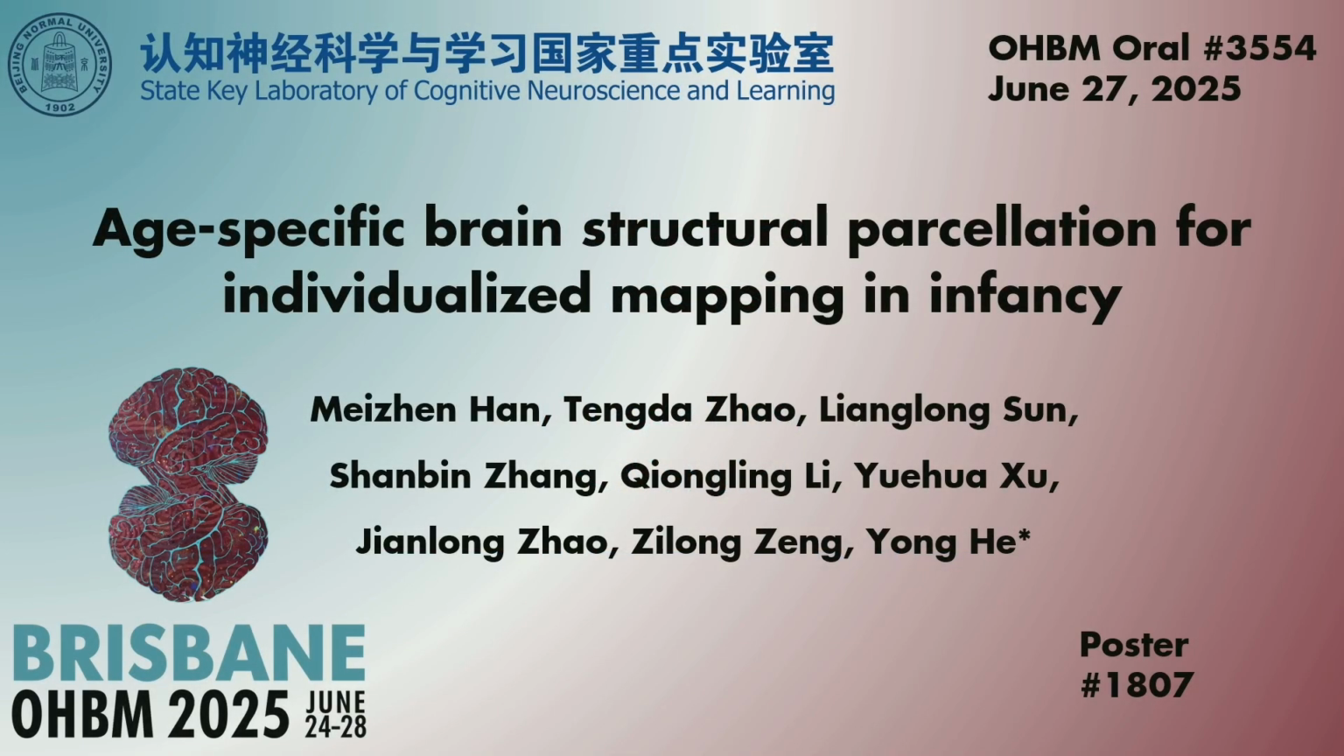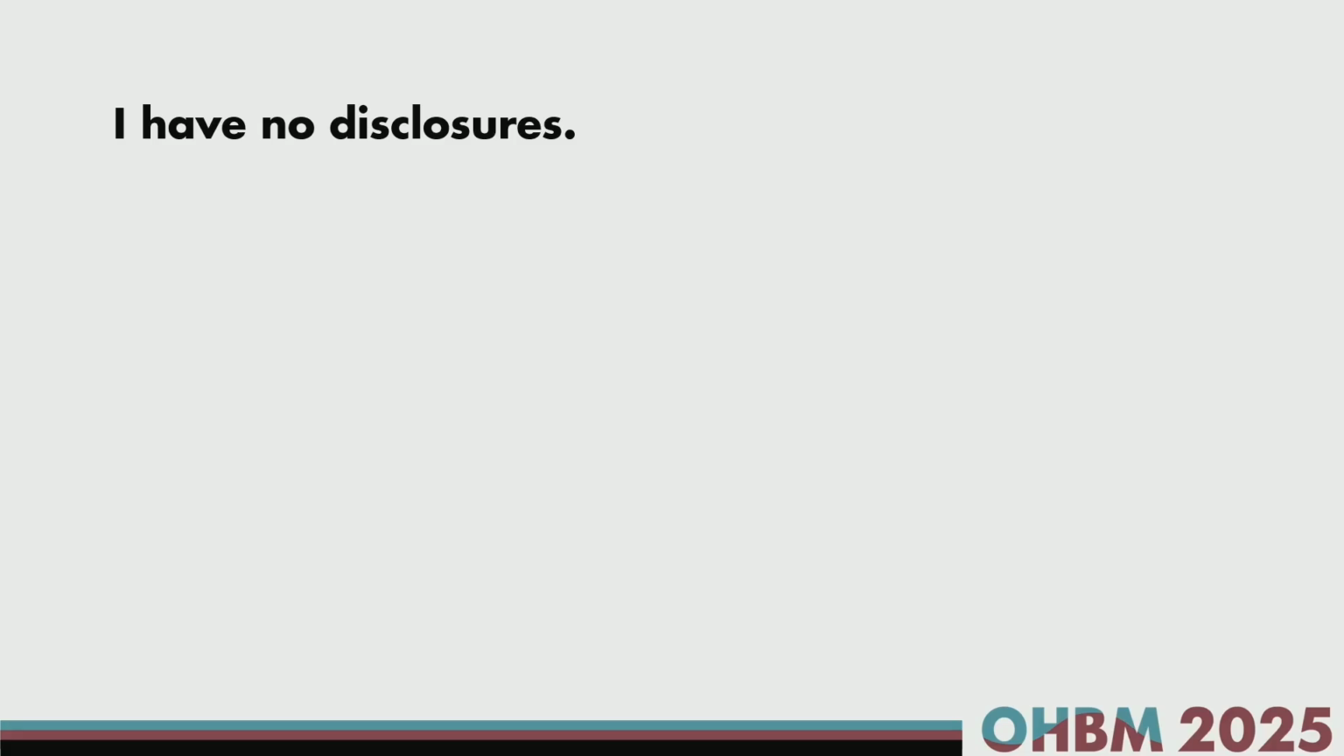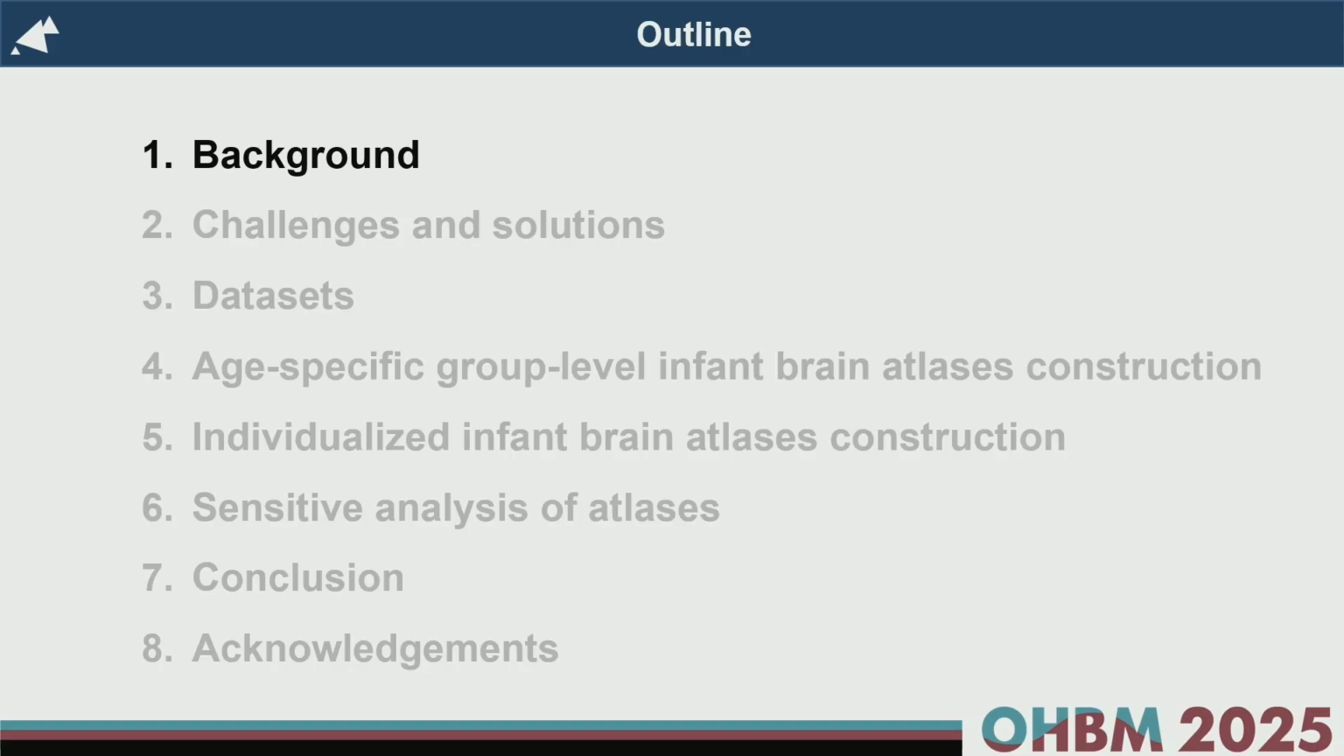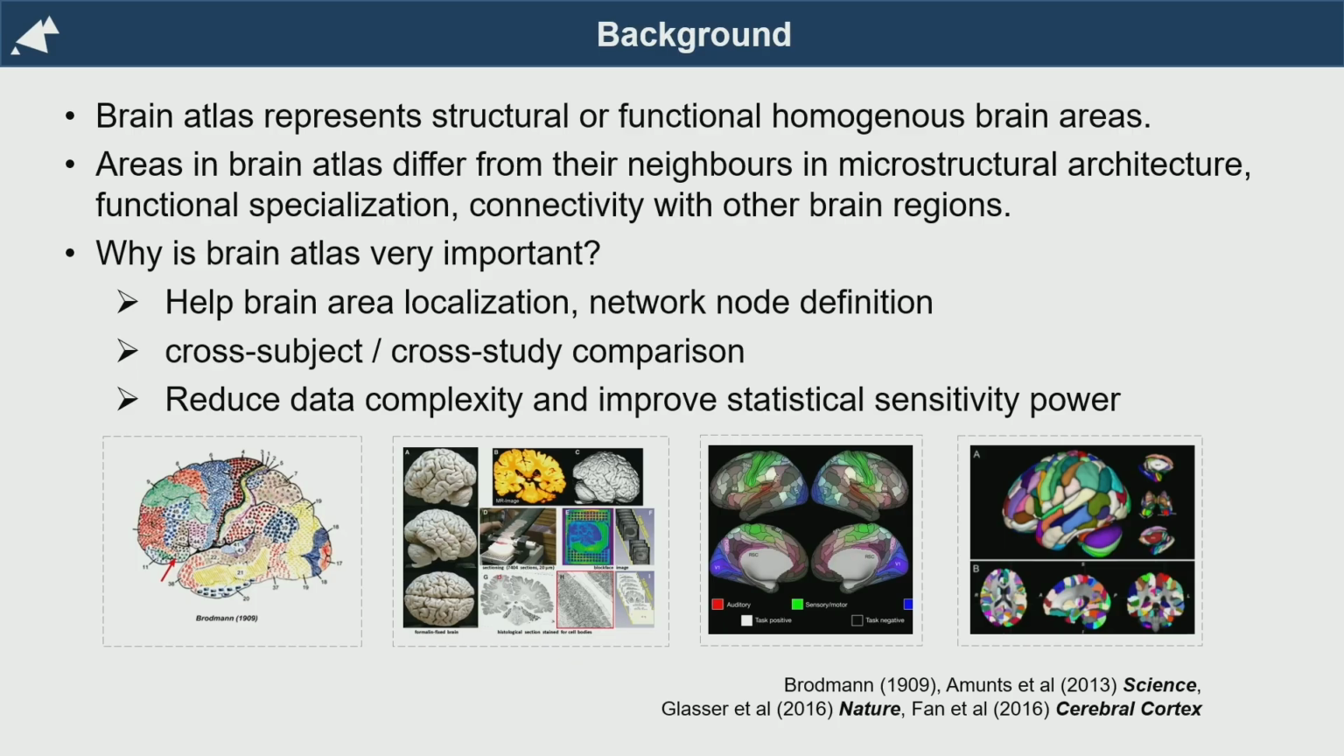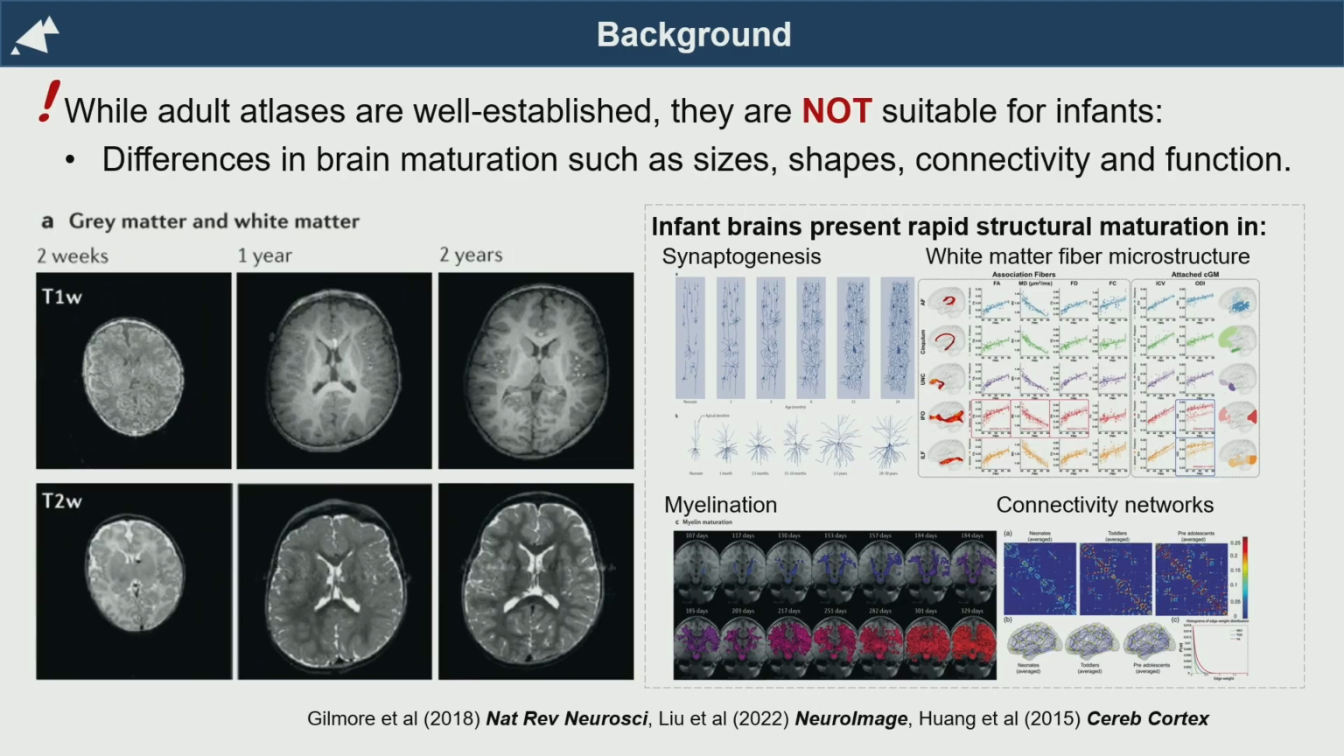Hello, everyone. Today, I would like to introduce our recent work on infant brain atlas construction. I have no disclosures. Let me introduce some background first. Cortical parcellation is a fundamental tool in brain area localization, network analysis, and cross-study comparisons. It can also help to reduce data complexity and improve statistical sensitivity. So it's very important to construct brain parcellations.